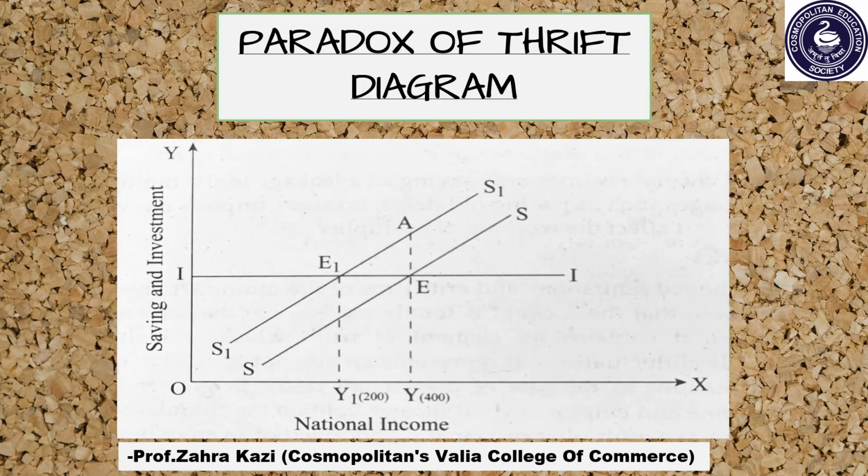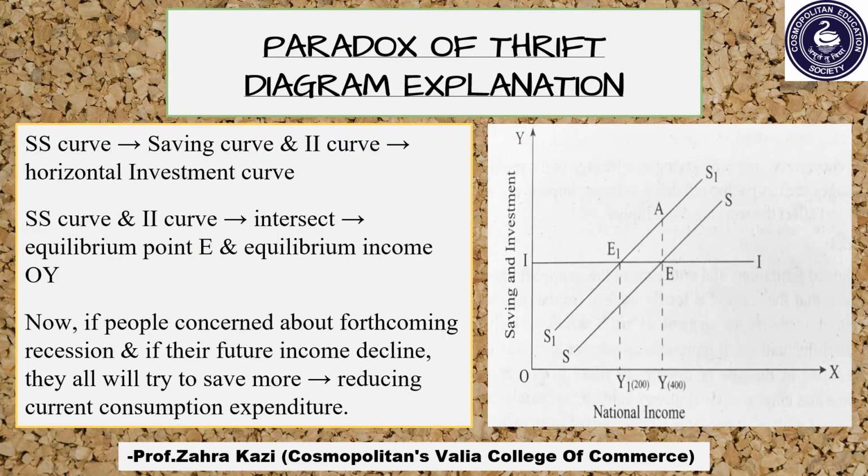This is the diagram of the paradox of thrift. Let's understand this diagram. On the x-axis, we have plotted the income level, while on the y-axis, we have the saving level and level of investment. In the diagram, the SS curve denotes the saving curve. So we have two saving curves. One is SS and the second is S1S1. Both the curves are saving curves.